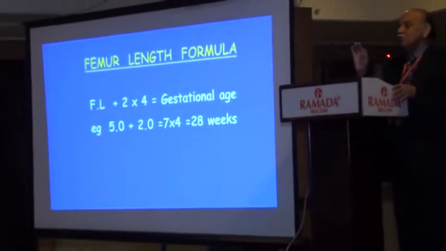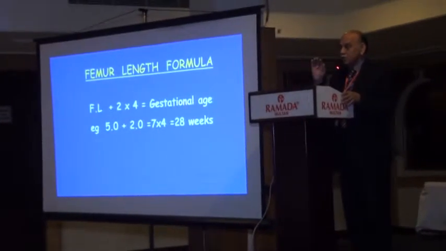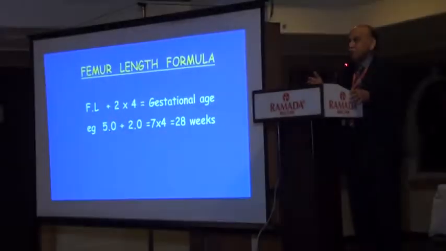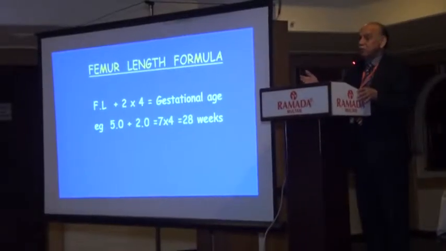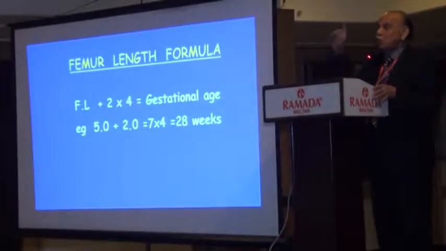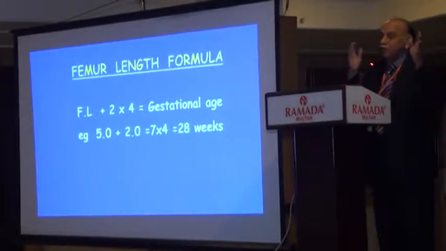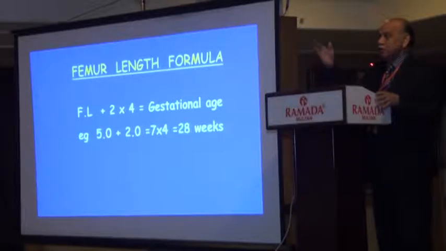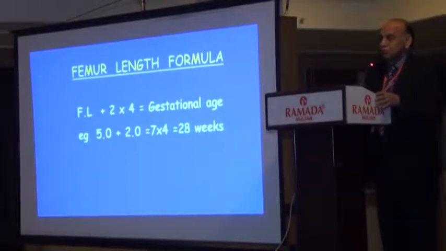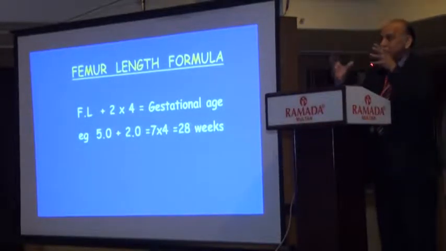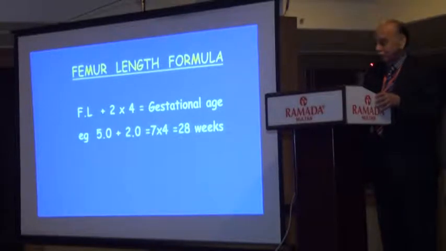The femur length formula is very simple. Whatever the femur length, add 2 to it, which becomes the BPD, and the BPD multiplied by 4 will give you the gestational age. So whatever the BPD minus 2 should be the femur length, and whatever the femur length plus 2 should be the BPD, multiplied by 4. It is a very easy way to know whether the head is big or the femur is small, or the femur is big or the head is small. And if they correlate with each other, we are dealing with a normal fetus.